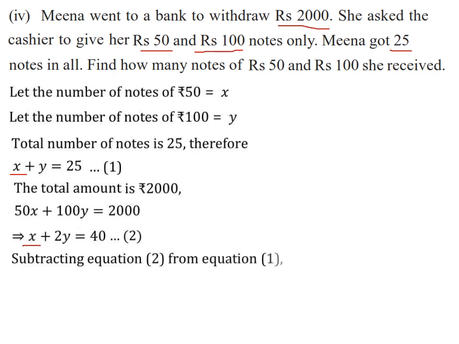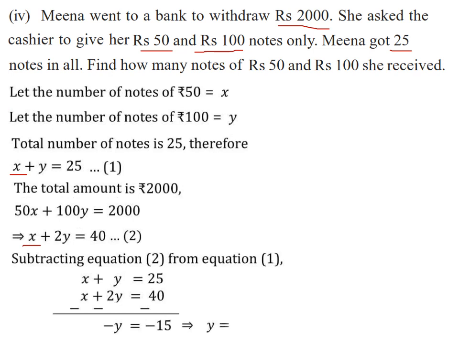So I will get x plus y equals 25 and x plus 2y equals 40. Now changing the sign of everything, I will get minus x minus y, and again minus 40. So what will I get? It equals minus y, x will be eliminated, equals minus 15. So this implies y equals 15. So my first answer is y equals 15.